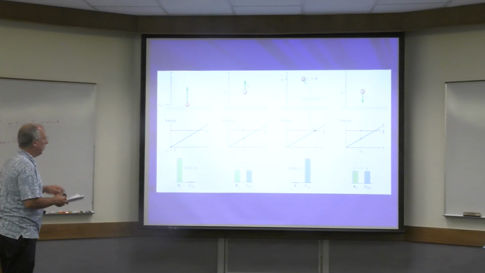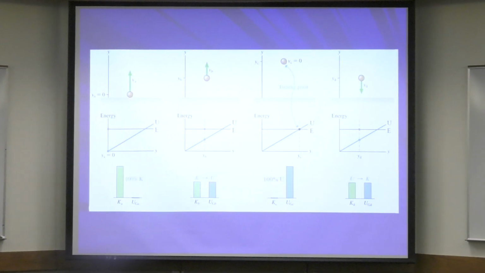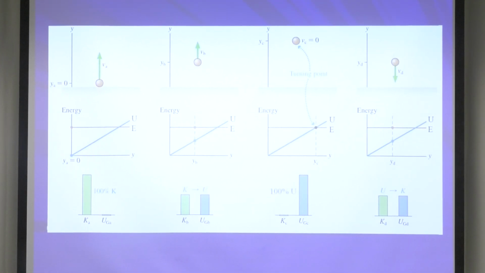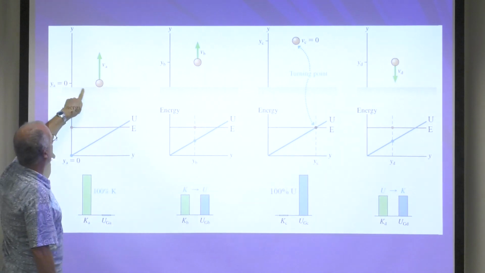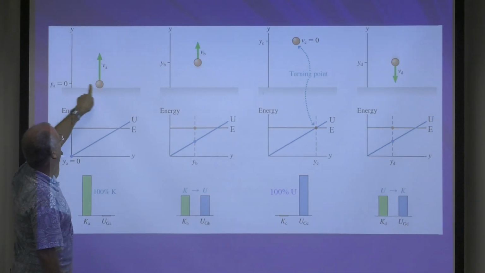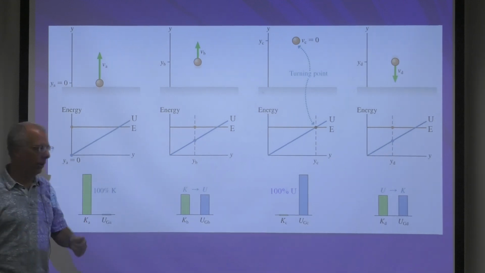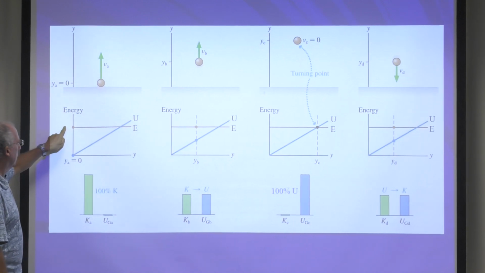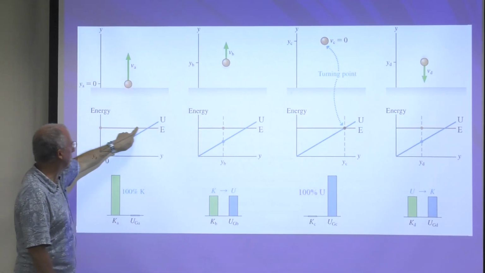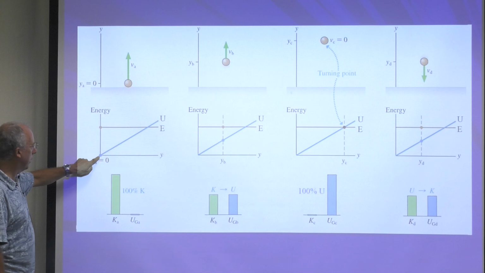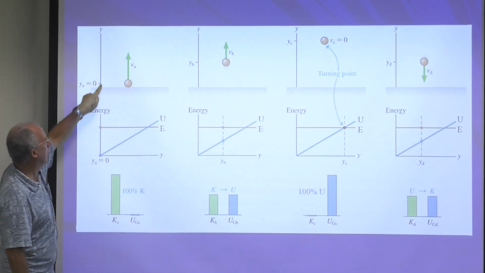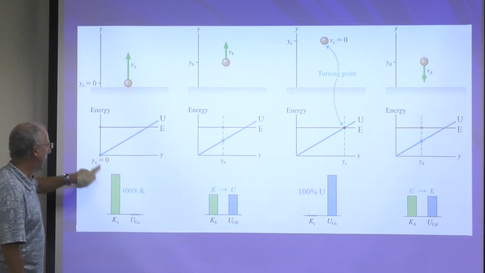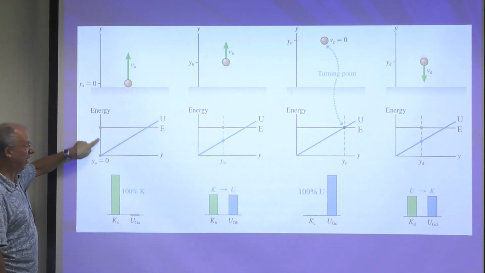So now we're going to throw the ball up. We're going to throw the ball up from the ground. So initially, here it is, right? So this is the mechanical energy. It's constant, right? Here's the constant, and here's the potential energy. So the potential energy at y equals 0 is 0. Ta-da, right? So if this is the mechanical energy, this is the potential energy, this is the kinetic energy.